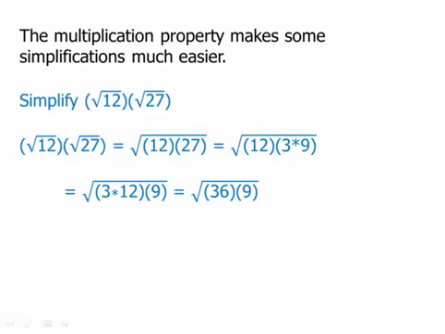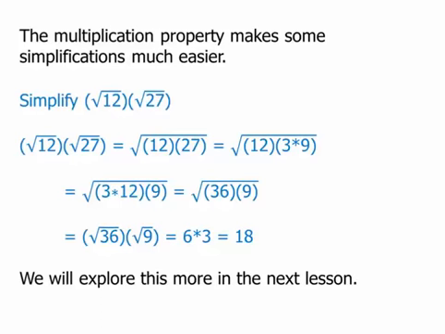So I now have the square root of 2 perfect squares. Separate them out, take the square root of each, and it's 6 times 3, which is 18. So it must be that whatever 12 times 27 is, that must be 18 squared. But fortunately, we didn't have to figure out that number in order to perform this simplification. And we'll explore this much more in the next lesson.